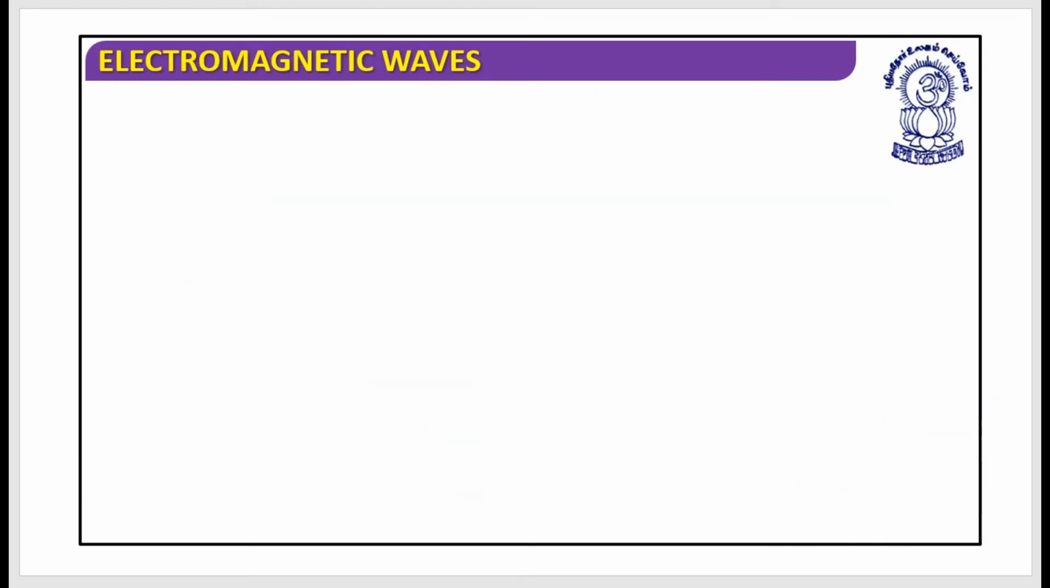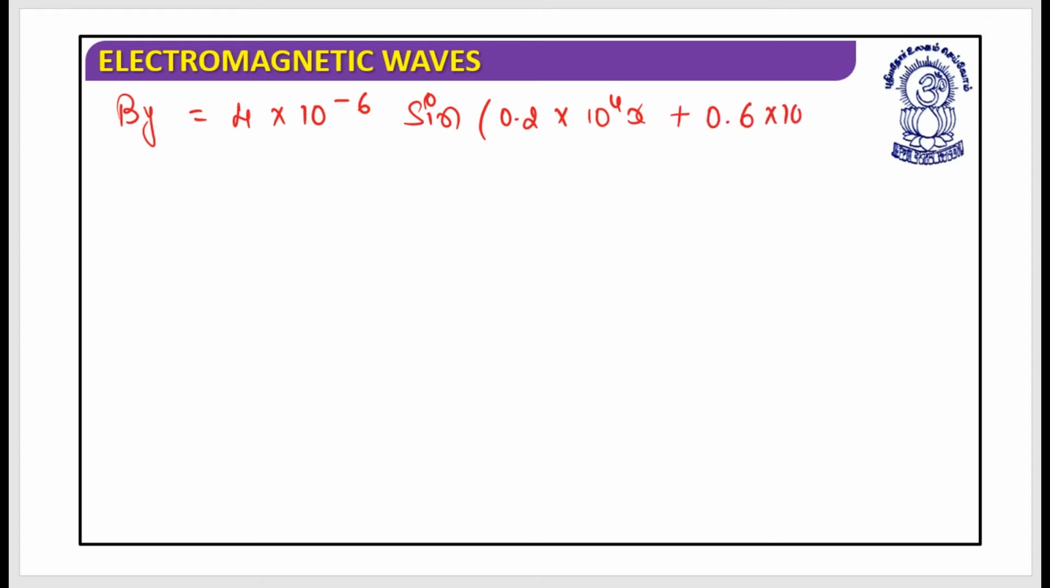What you need to do is that first just write down the relation. It's By equals 4 into 10 to the power minus 6 sine of 0.2 multiplied by 10 to the power 4 x plus 0.6 into 10 to the power 12 t.